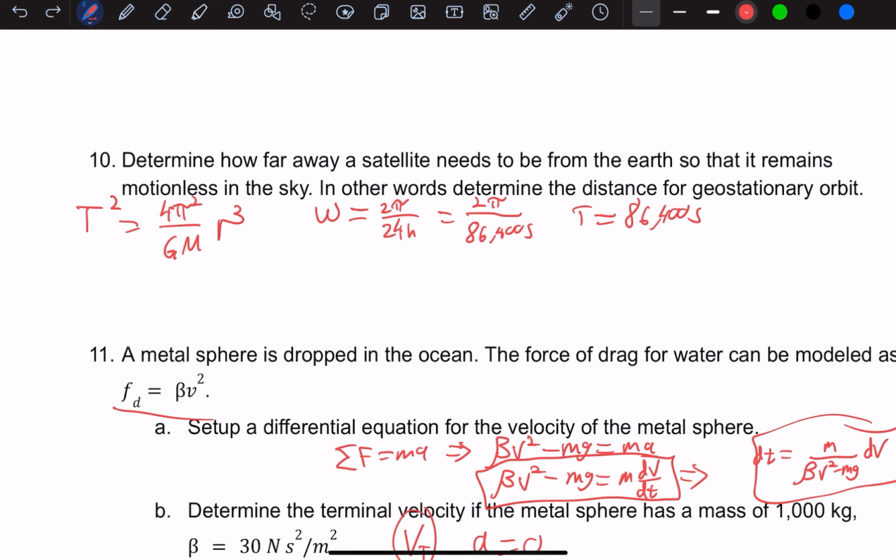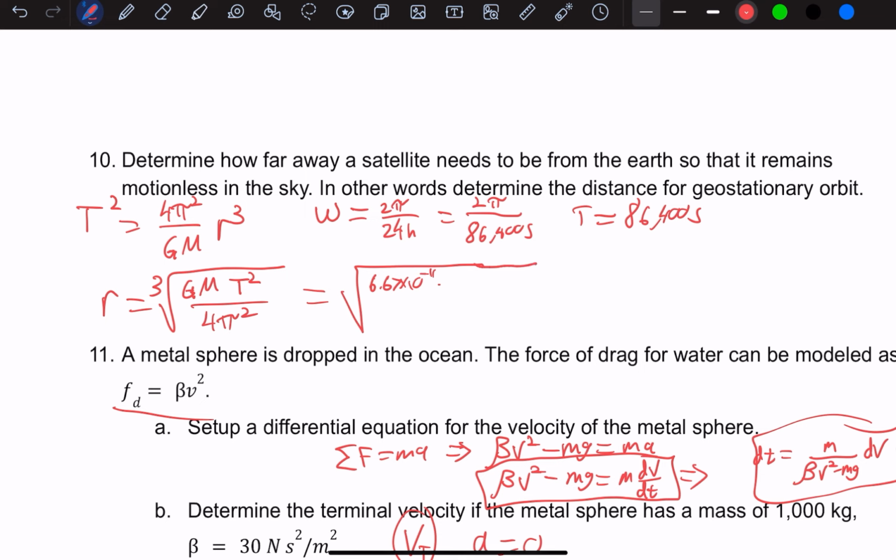So what we're doing is solving for r. So we can just solve for r really quickly. r is equal to the cube root of big G times M times the T squared all over 4 pi squared. And so that's the cube root of 6.67 times 10 to the negative 11th times the mass of the Earth. So we need to know what the mass of the Earth is, so unfortunately I didn't give that to you in this problem.